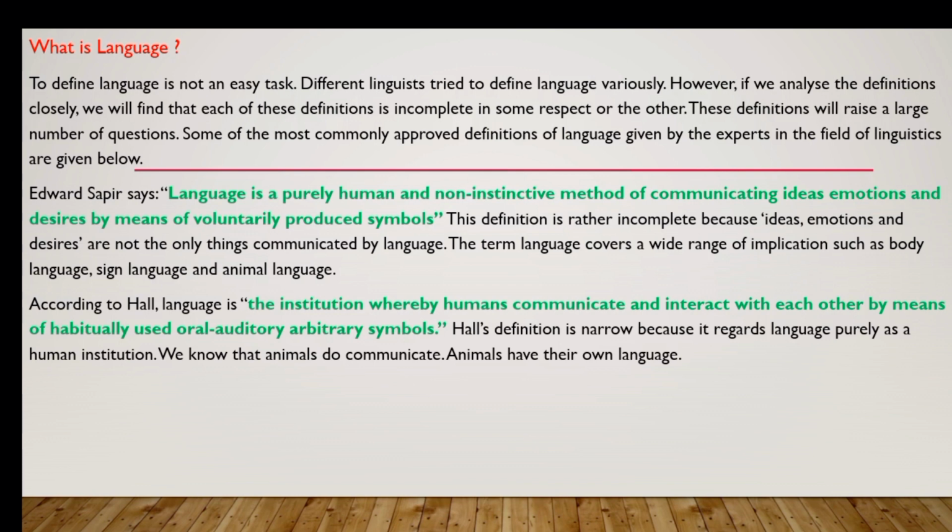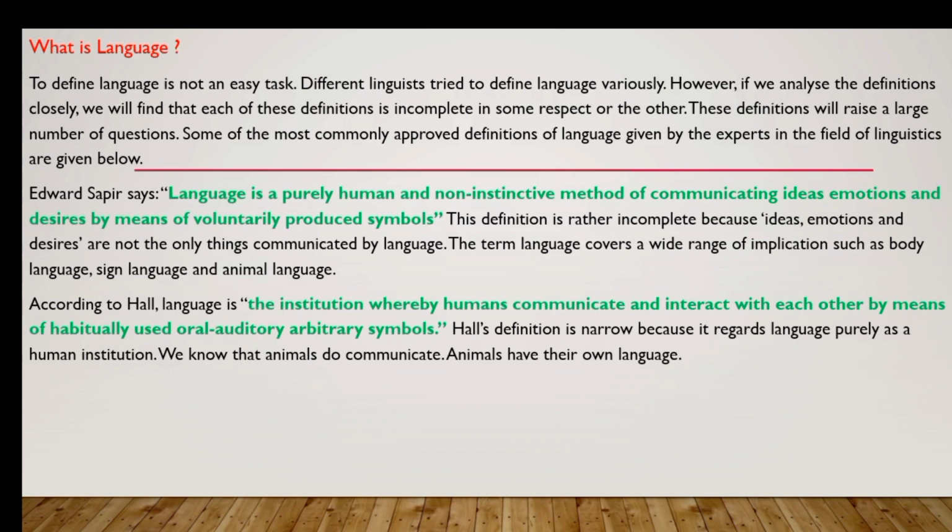The second definition is given by Hall. He said that language is an institution whereby human beings communicate and interact with each other by means of habitually used oral auditory arbitrary symbols. Hall's definition is also narrow because he also considers language as a purely human institution. And we also know that animals also communicate. Animals also talk. They have their own language.